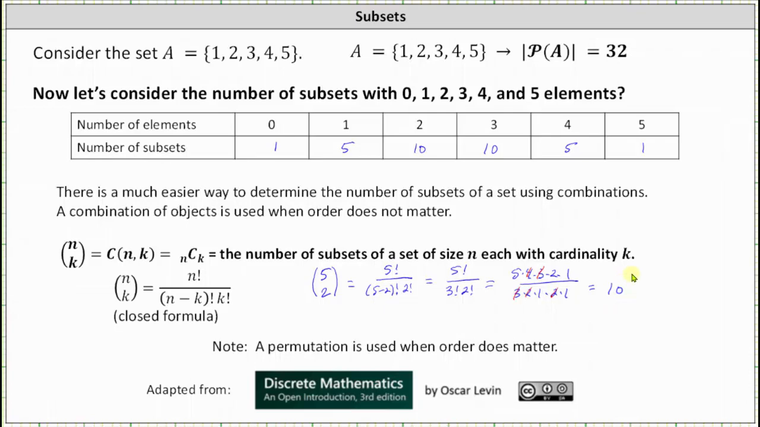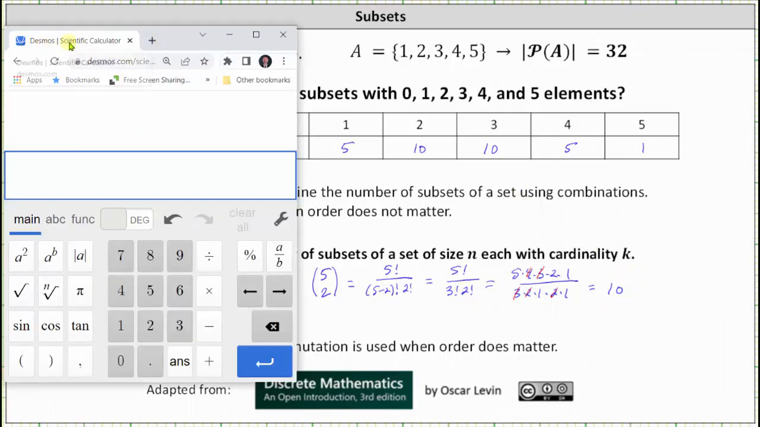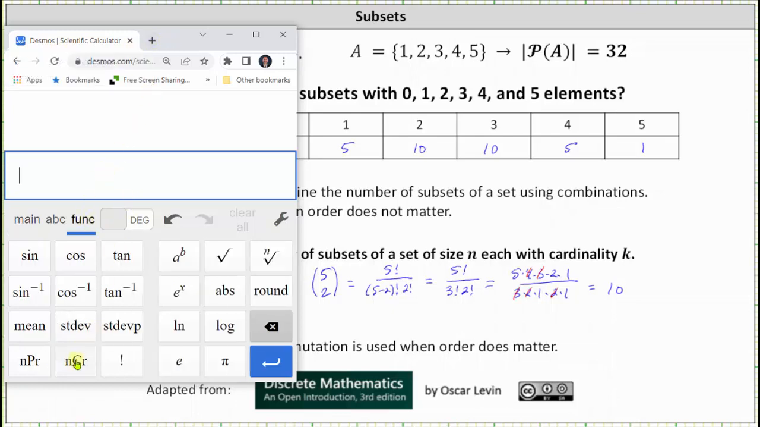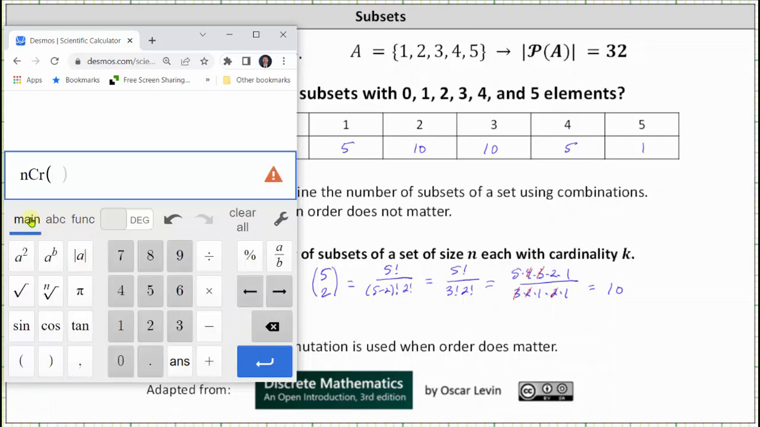And before we go, I do want to mention most calculators do have a combination function. For example, here is the Desmos Scientific Calculator. If we click Functions, and then nCr is the combination function, and then we go back to the main keyboard and simply enter 5, 2 for 5 choose 2, and the combination is calculated, which does verify the result is 10.